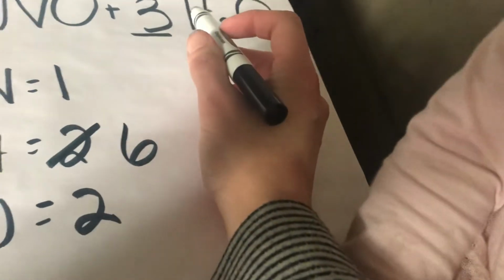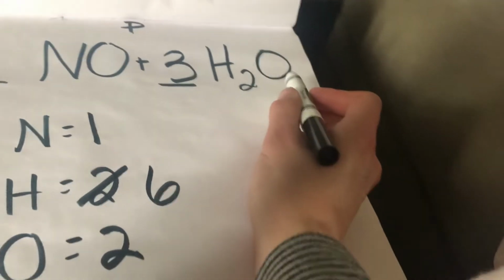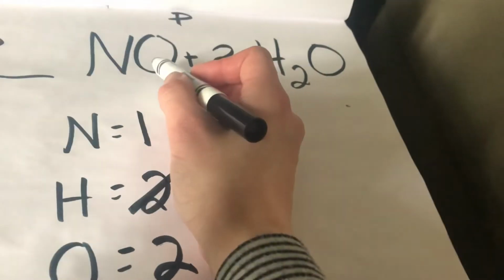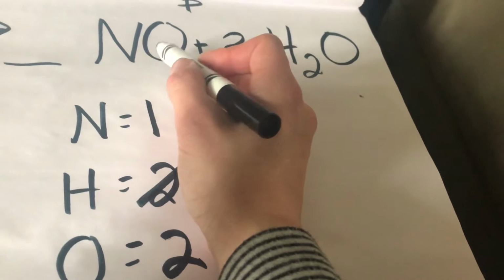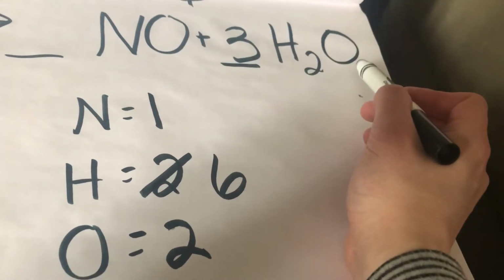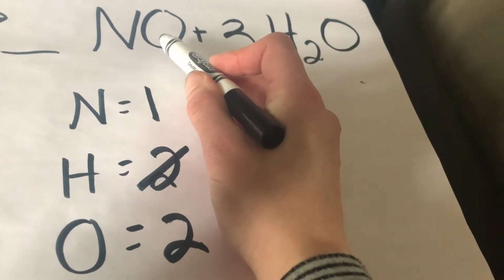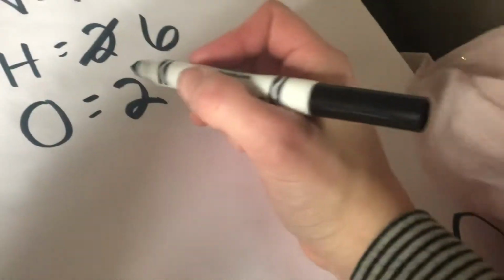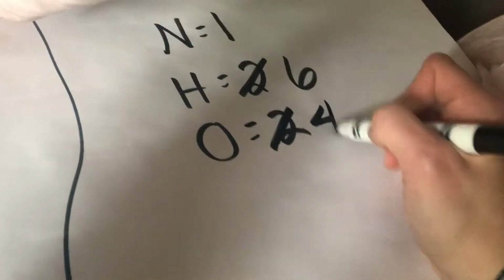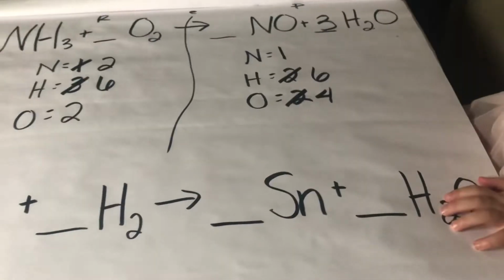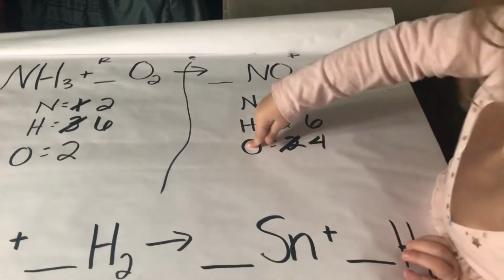But it's also going to affect our oxygens. So we're going to have 3 times 1, which is 3, plus another 1 over here, who can't forget this guy. So 3 times 1 is 3, plus 1 is going to be 4. So our oxygens change to 4. Now our hydrogens are balanced, but our oxygens are not, and our nitrogens are not.